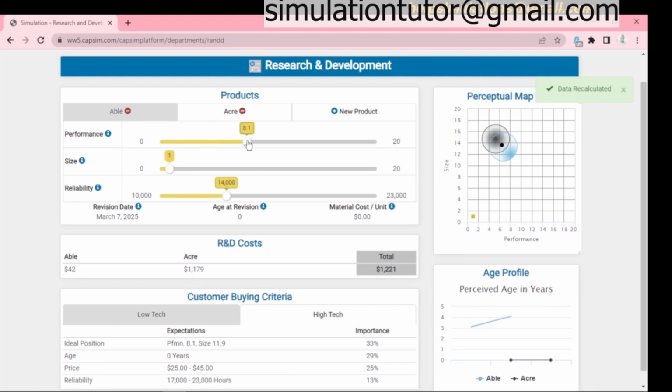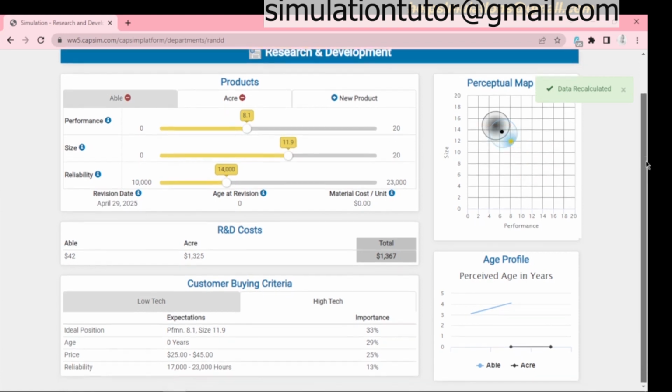So maybe we can go with 8.1, and the size will be about 11.9. So let me switch that to 11.9 and see the revision. You can see the revision date is next year, 2025.